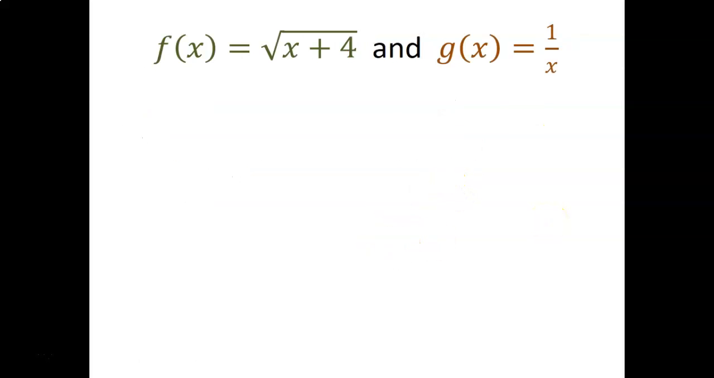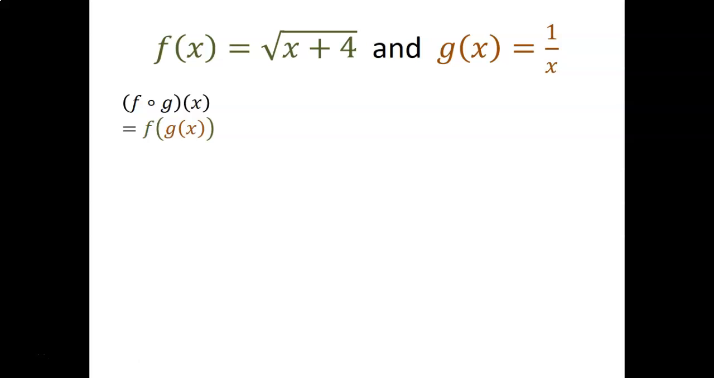Let's try another example. In this example, f of x is the square root of x plus 4, and g of x is 1 over x. What's f composed with g? That would be f of g of x.